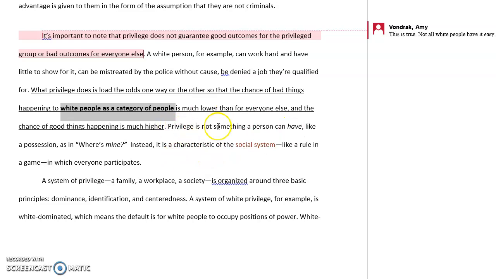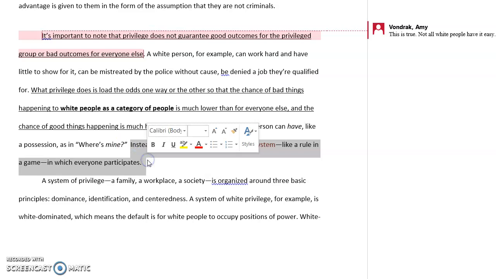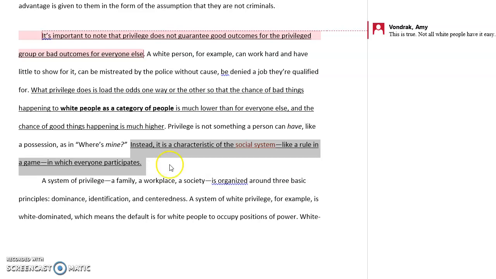Okay, so then he says, privilege is not something a person can have like a possession, as in where's mine. Instead, it is a characteristic of the social system, like a rule in a game in which everyone participates. This is really important. And Angela mentioned this in her discussion board post. She was talking about us being stuck in a system. We live in a system that gives advantages to white people, gives advantages to straight people, gives advantages to men. But the people who are in that system didn't necessarily create it. It's like this game that we're all stuck in. Okay, so I'm going to underline that.